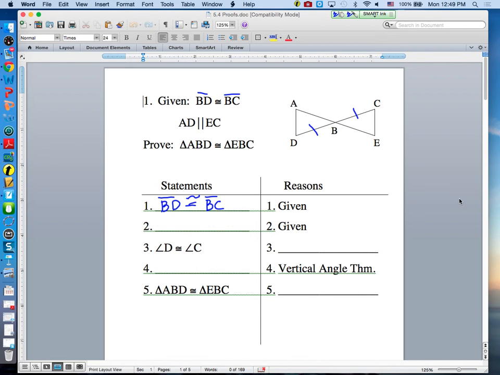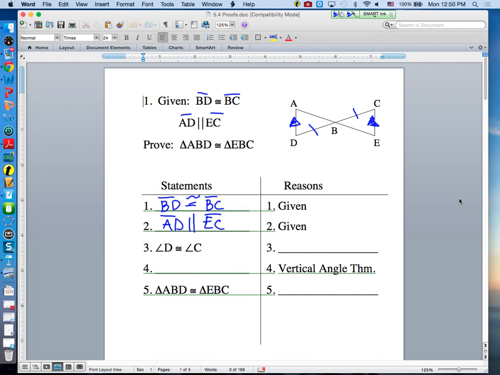Line 2 says there's something else that's given. What's that? Okay. Segment AD parallel to segment EC. How do I mark that on the picture? Okay, little triangle arrows, AD and CE, parallel.